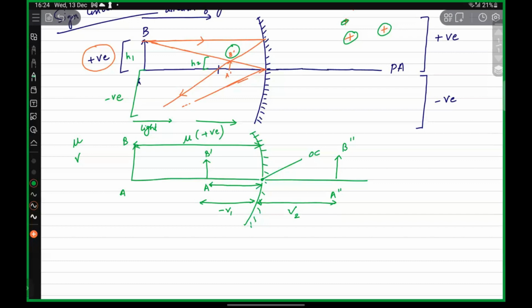It will be positive. Prashna understood this. It will be positive because we have to measure this from the optical center to this point. So we are going along the direction of light. Light is moving this way, and we have to measure it that way. Am I clear?